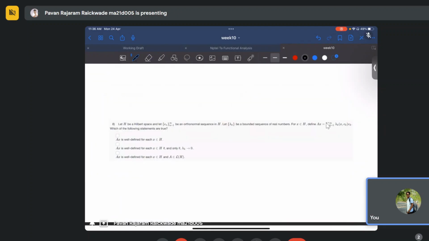Okay, see question number 8. Let H be a Hilbert space, and let En be an orthonormal sequence in H. Let lambda k be a bounded sequence of real numbers. For x in H, define Ax as the summation of lambda k times the inner product of x with ek. Which of the following statements are true? We have to check when Ax is well defined. Well defined means when the summation converges.